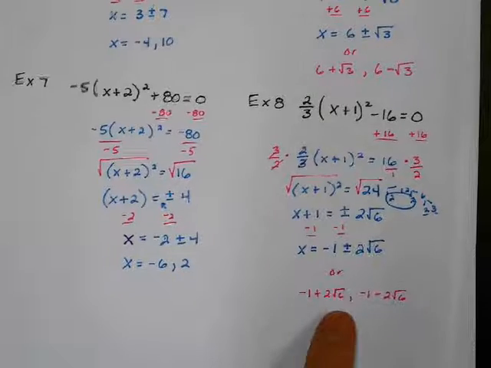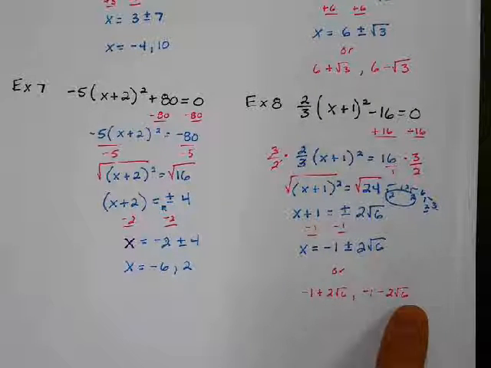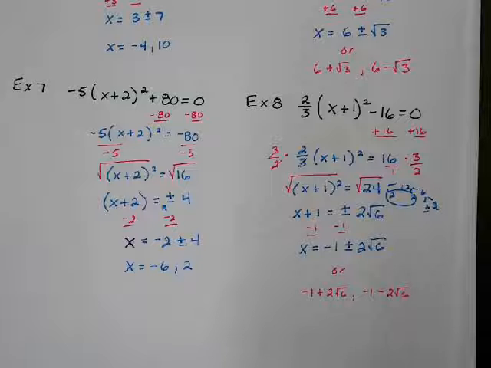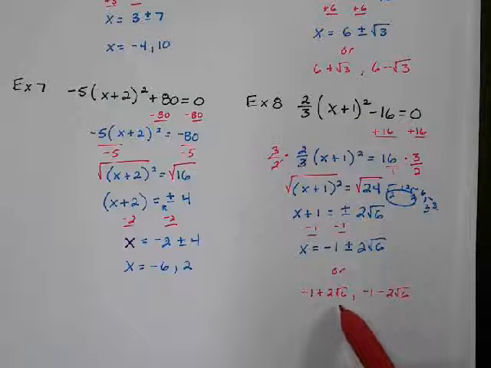2 root 6 is a little bit under 5. It'd be like 4.9 or something like that. So it's -1 plus 4.9 and -1 minus 4.9. Those are the two separate answers. But when there's still a radical left over, we're going to leave our answers like that.